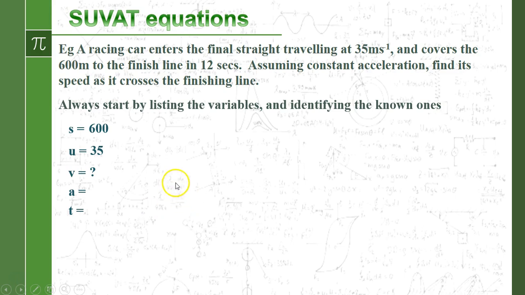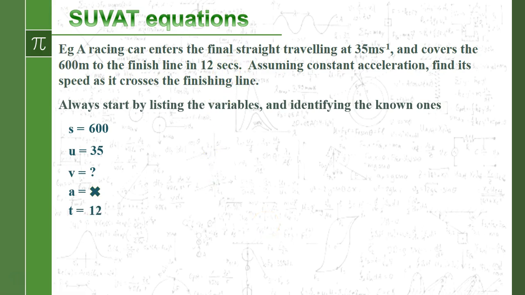Technically speaking, that should be saying velocity, but speed and velocity tend to get used interchangeably a little bit, so we are looking for velocity here. Acceleration, we're told, assuming constant acceleration, but we don't know what it is, and we're not being asked to find it, so I'll put a cross by that one. Don't care, don't know, don't want it, don't want to use it. And then we are told it's crossing the finish line in 12 seconds.